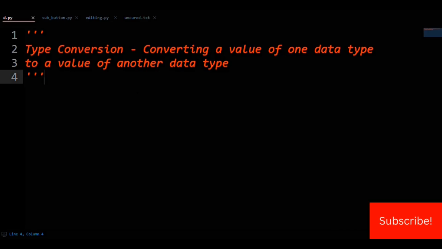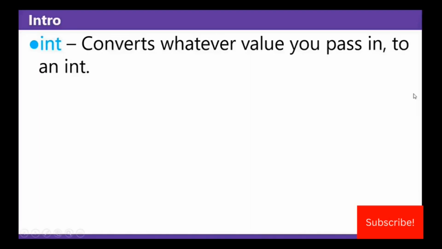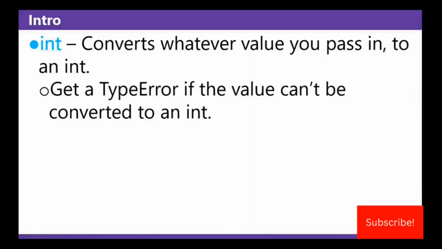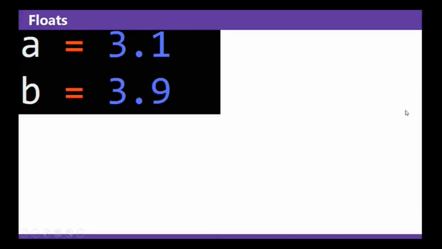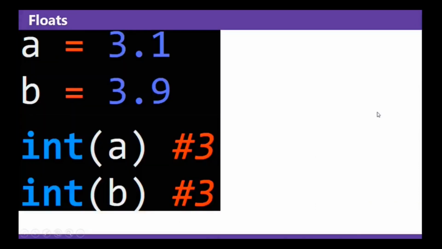In Python, type conversion is converting the value of one data type to a value of another data type. The int function in Python converts whatever value you pass into an int. You get a type error, however, if the value can't be converted to an int. If you pass in a string that looks like an integer, it gets converted to the integer that it looks like. If you pass floats into the int function, they are always rounded down or truncated.